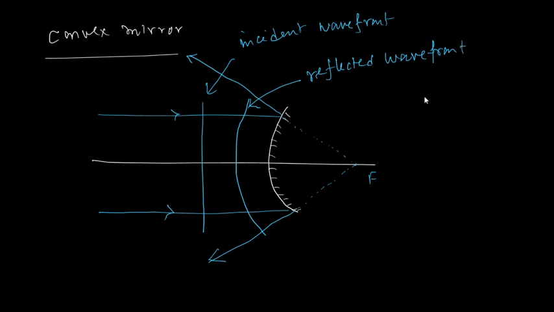And this is the P, that is the pole of the convex mirror. Is it clear? Right. Now let us see the refracted wavefront when a plane wavefront goes from rarer to denser medium. So now we are going to discuss the refraction. Refraction from where? From rarer to denser medium.